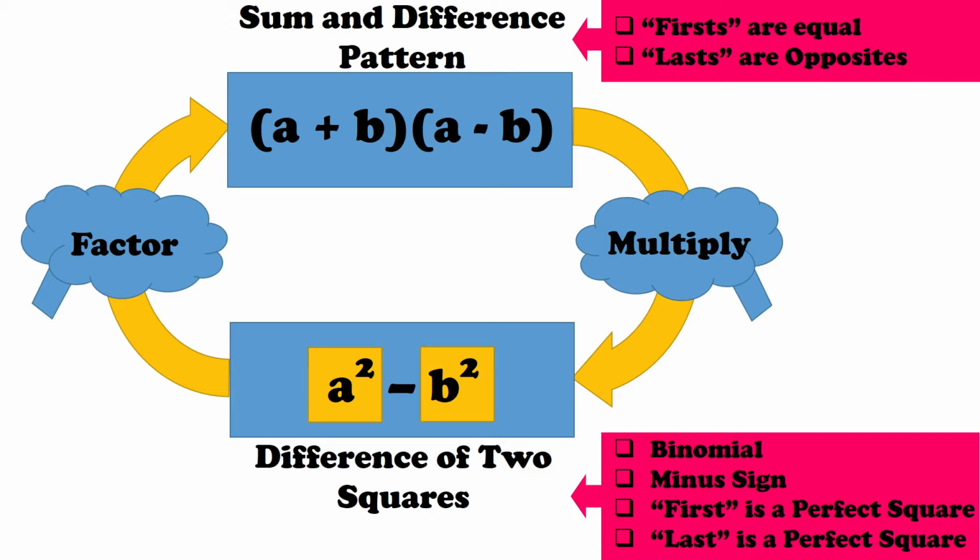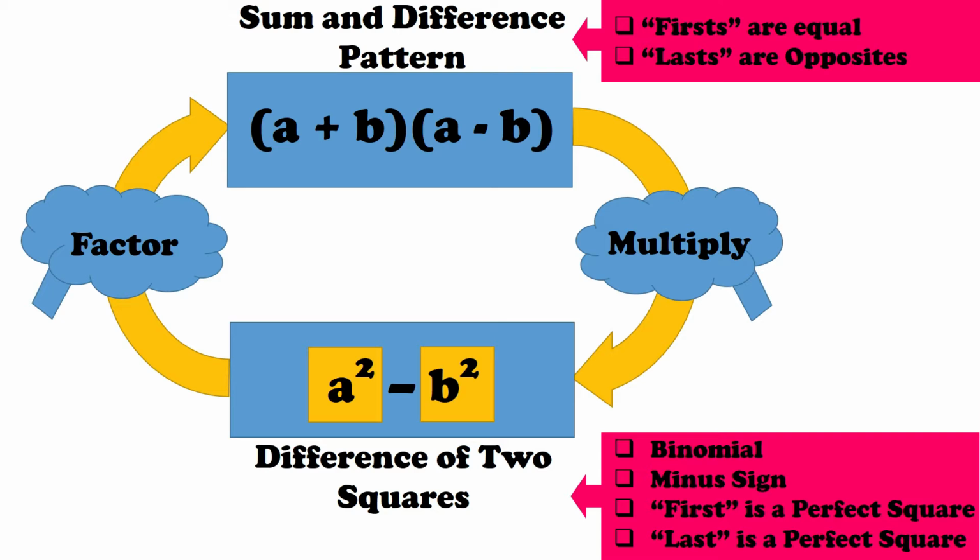And the difference of two squares is when you have a perfect square minus another perfect square. The difference of two squares will always be a binomial. It will always have a minus sign in between. The first, in this case they're using the letter A, will be a perfect square. And the last, in this case they're using the letter B, will always be a perfect square. So the difference of two squares is a pair of perfect squares with a minus sign in between.